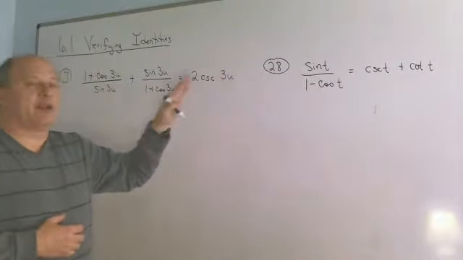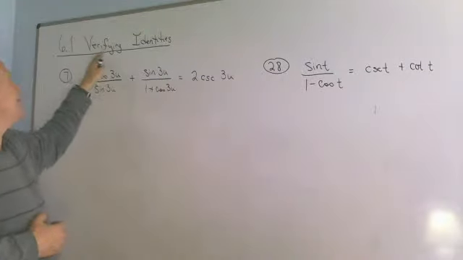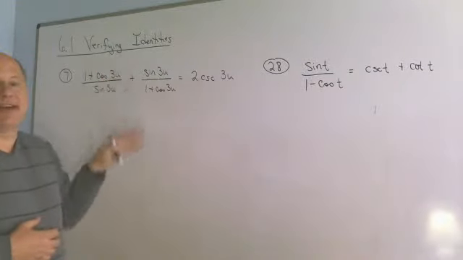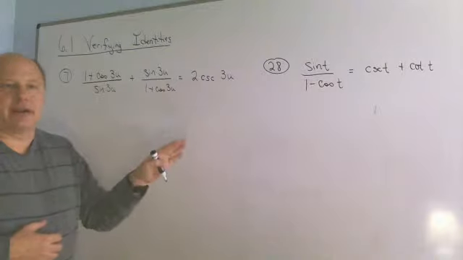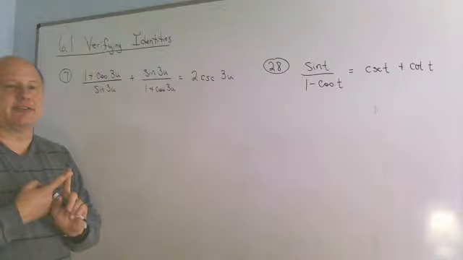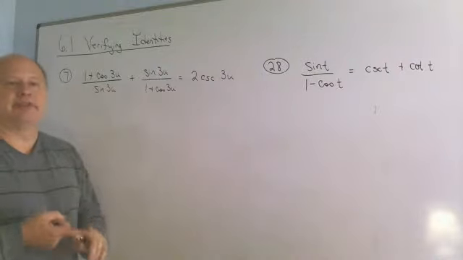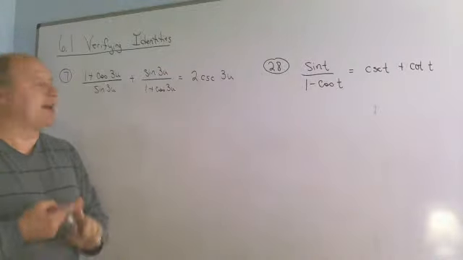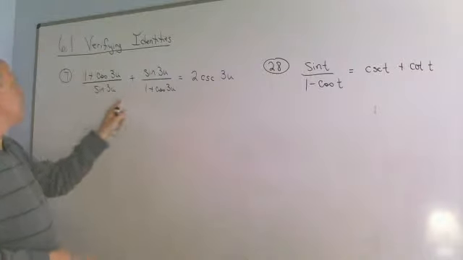And this is going to be a two-part lecture. 6.1, the first part, is going to be verifying identities, and then the next part is showing something that is not an identity. I'll show you how to do that in part 2 of this lecture, and doing some trig substitution. Okay, so let's keep this going here.